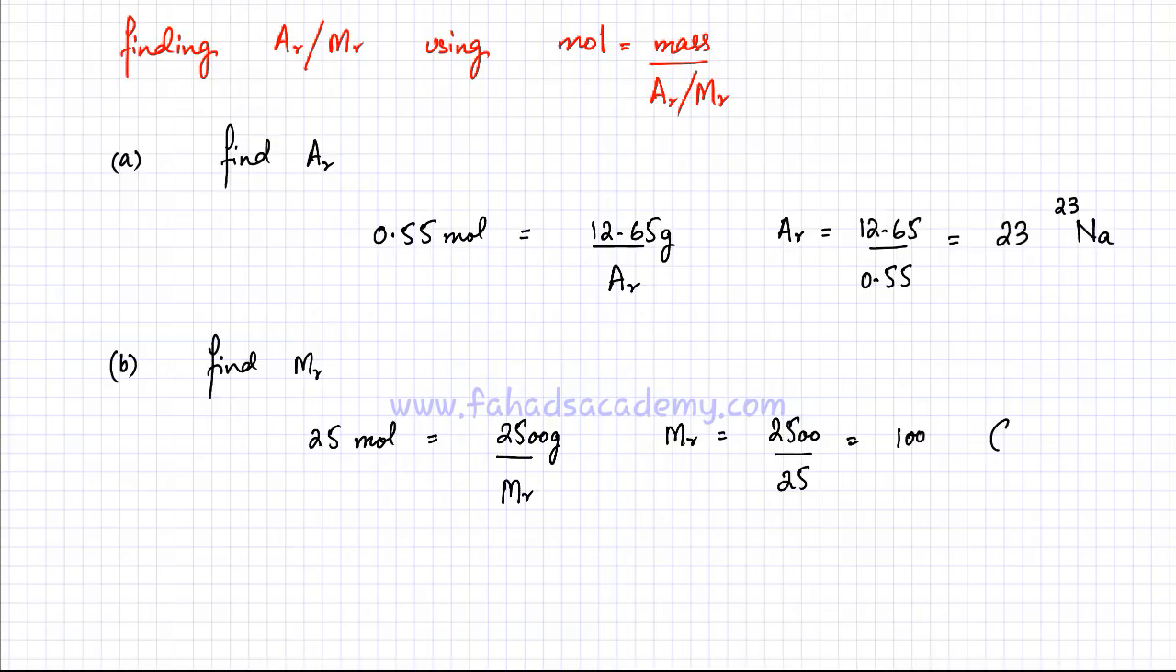And you were asked to prove that it's calcium carbonate. So if you look at calcium carbonate in the periodic table, the MR of calcium carbonate would be 40 plus 12 plus 16 into 3, and that would come out to be exactly equal to 100.